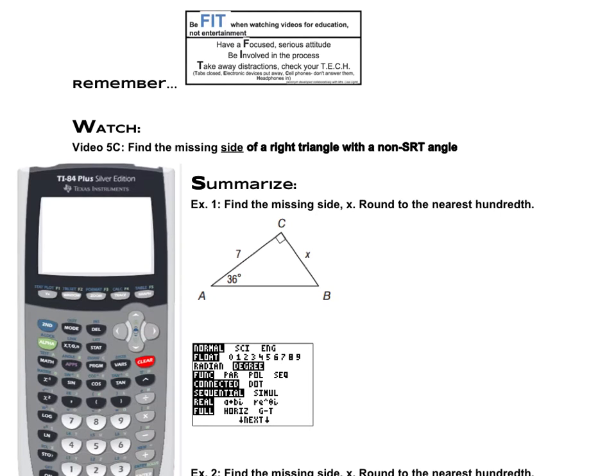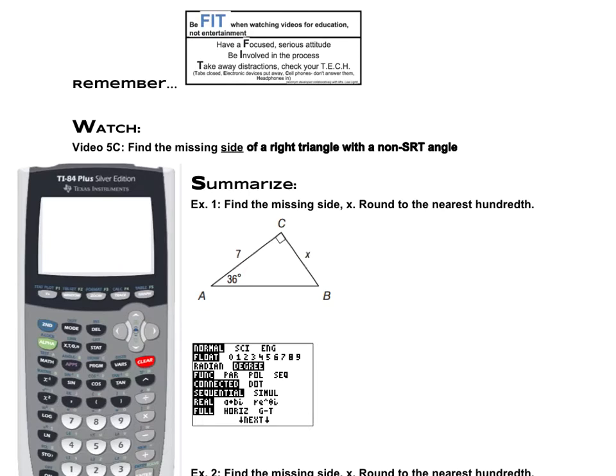Okay, in this lesson, this is video 5C, you're going to be finding the missing side of a right triangle, and that's with a non-special right triangle angle. So we've been finding sides before whenever it was a 45, 45, 90 or a 30, 60, 90, and that was easy enough for us to do.